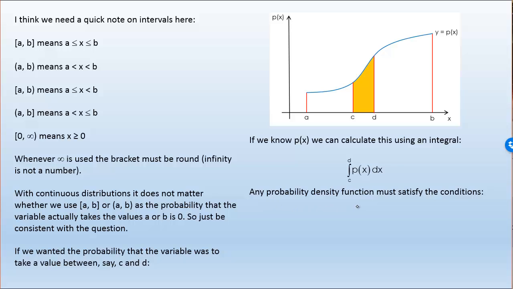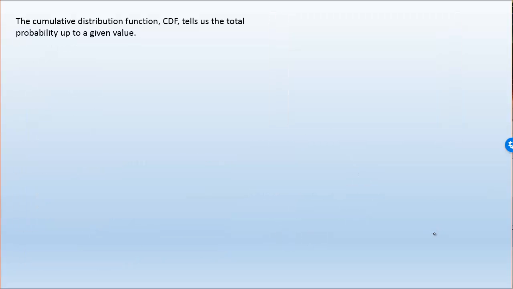Any probability density function must satisfy the following conditions. p of x must be greater than or equal to 0 for x in the interval [a, b]. Think about this. You cannot have a negative probability. The probability scale goes from 0 to 1. So you can't have a PDF where the curve goes below the x-axis. The integral from a to b of p of x must be 1. We know that 1 is the probability of a certainty. The probability scale goes from 0 to 1, so it can't be more than 1.